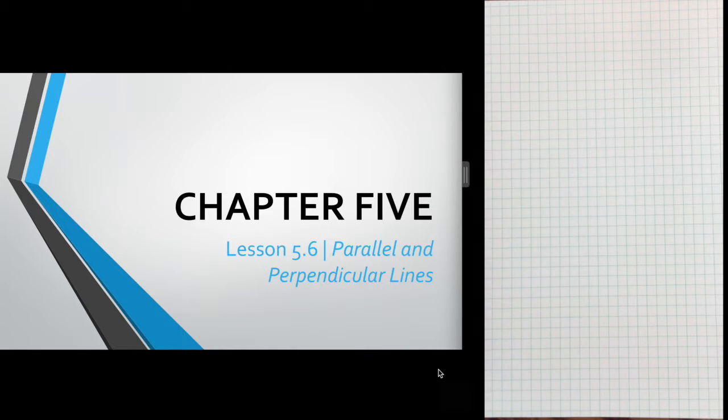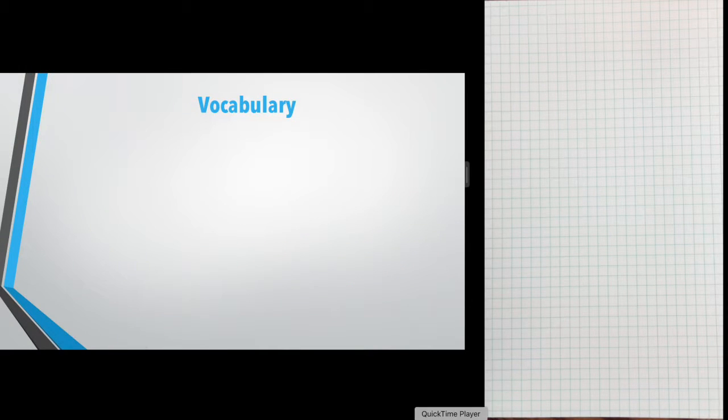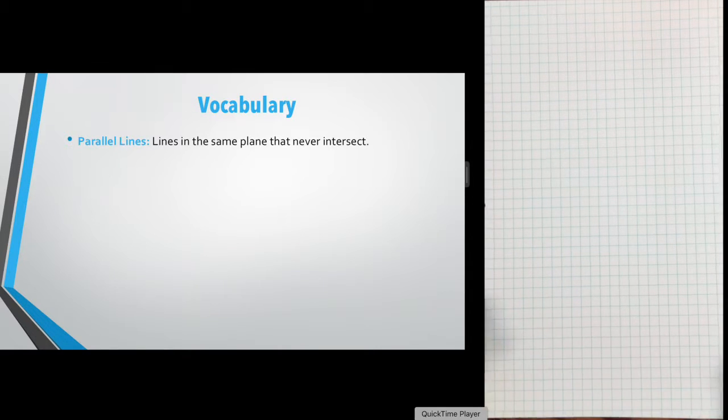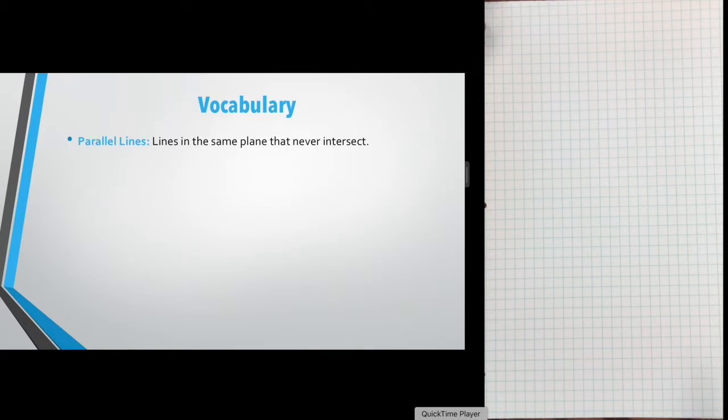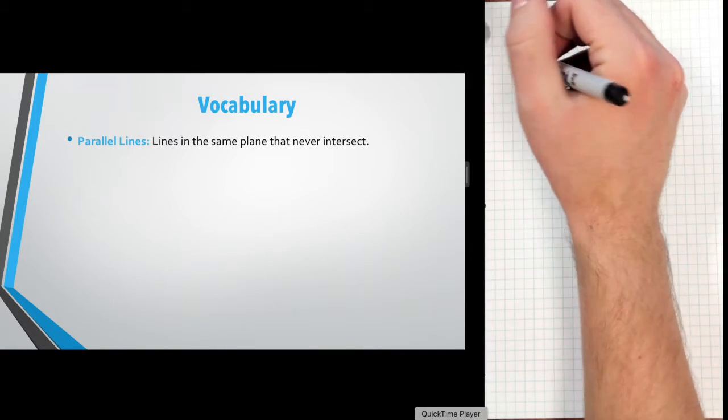So we are on 5-6 and we're doing parallel and perpendicular lines. So vocab to start off with, you have parallel lines. Parallel lines, these are lines in the same plane that never intersect. You've probably heard of these before. You've probably seen them before. Here is what they would look like.